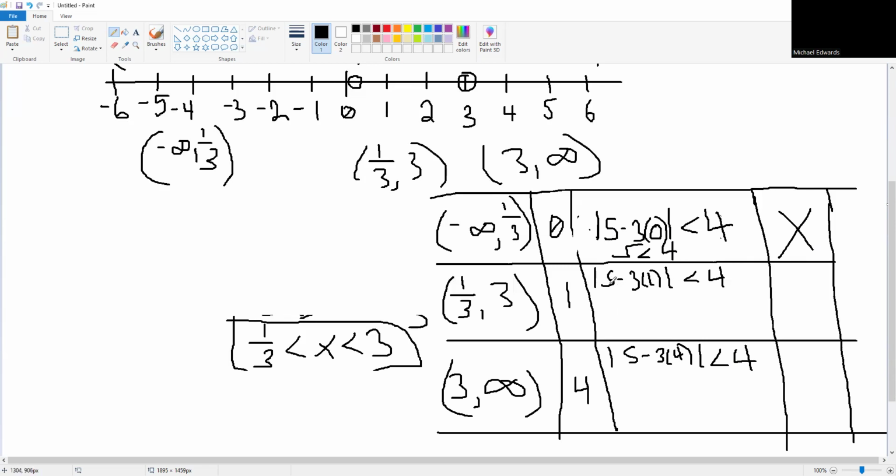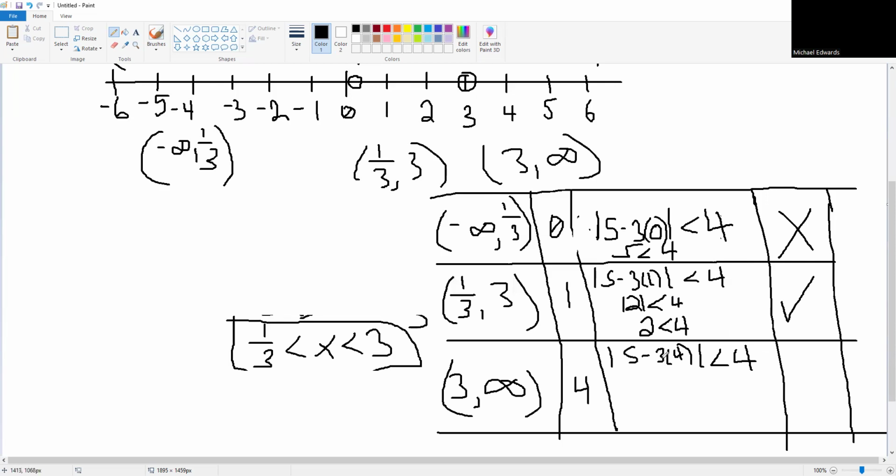This one is 3 times 1, which is just 3. And then 5 minus 3 is just 2. Absolute value. And then it turns out to be just 2 because the absolute value of 2 is just 2. And 2 less than 4. 2 is less than 4.